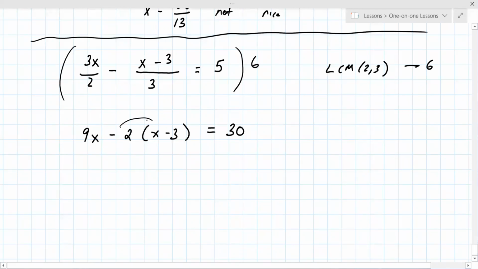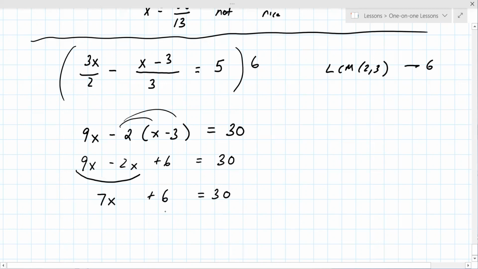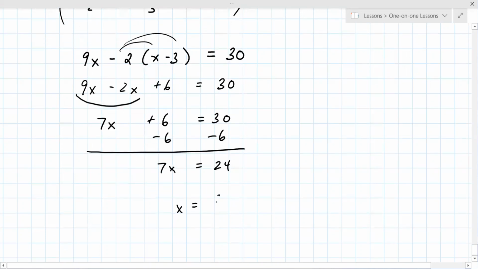So I'm going to distribute this -2 into both. 9x minus 2x plus 6 equals 30. 9x minus 2x is 7x plus 6 equals 30. Subtract 6 from both sides. 7x equals 24. x equals 24 over 7.